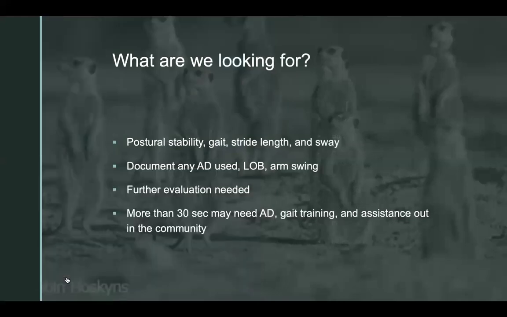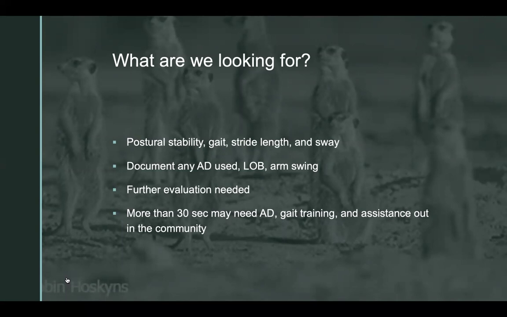So although this test is relatively easy to perform, what is it that we as therapists are looking for? We're looking for a variety of different things: the patient's postural stability, their gait, their stride length, as well as if they're swaying. As well with this, you want to document any assistive device being used, any loss of balance, or little to no arm swing. From there, you would then further evaluate if needed.